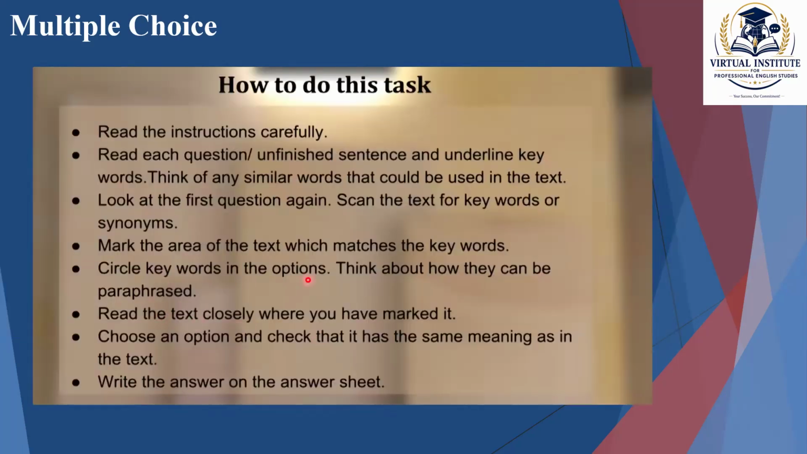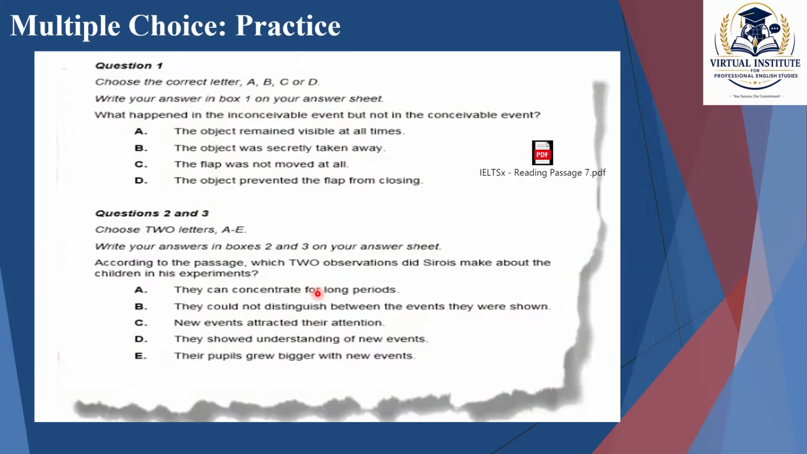Then circle the keywords in the options. Think about how they can be paraphrased, right? And then read the text closely where you have marked it. Read it, choose an option and check if it has the same meaning as in the text. And write your answer on the answer sheet.